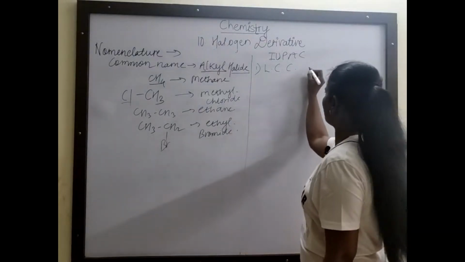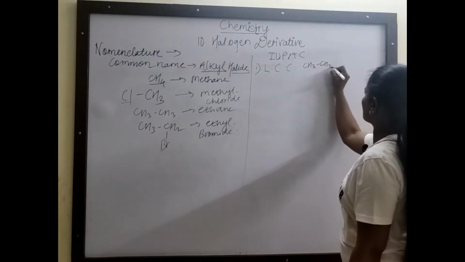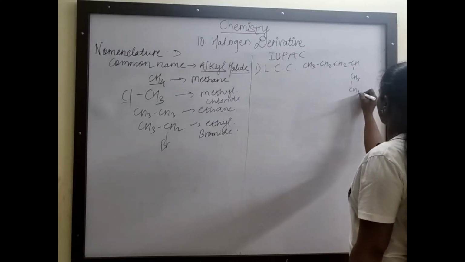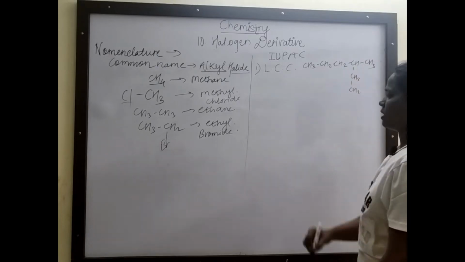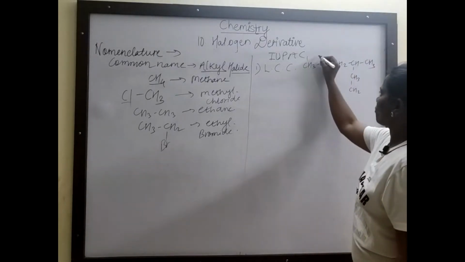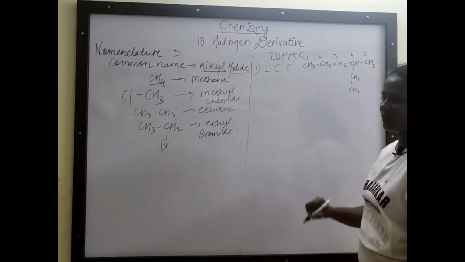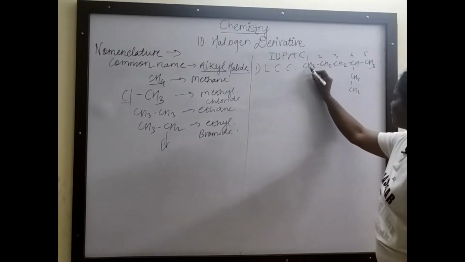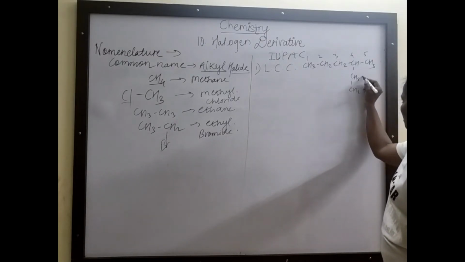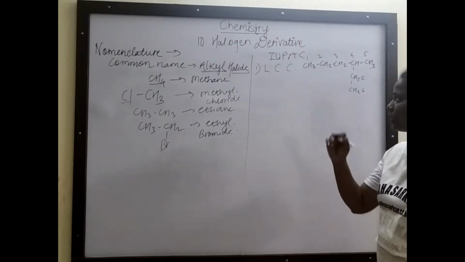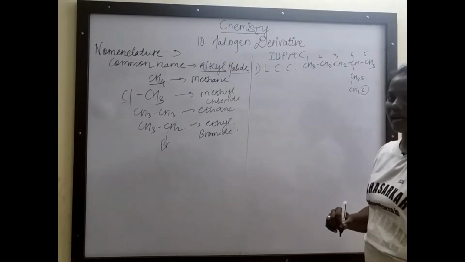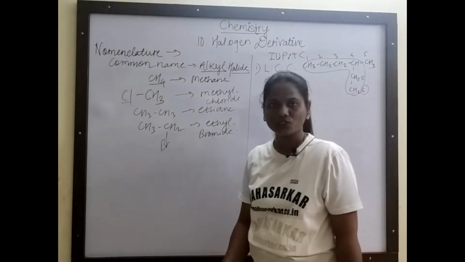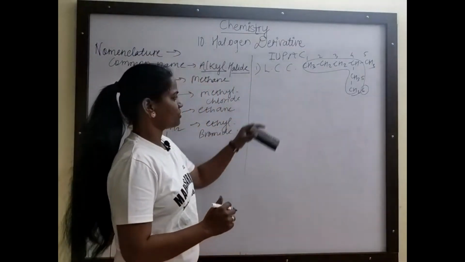Suppose, for example, we take CH3, CH2, CH2, CH, CH3, CH2, and this one will be CH3. Suppose I give numbers from this side, 1, 2, 3, 4, and this is a chain of 5 carbon atoms. Instead of that, we go 1, 2, 3, 4, 5, and this one is 6. The longest continuous chain is of 6 carbon atoms. So this is the correct longest continuous chain of carbon atoms. This is the first rule.